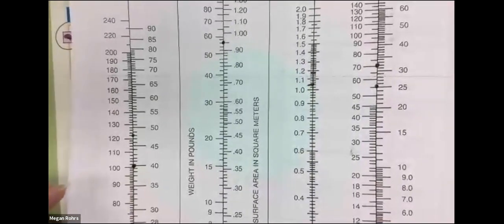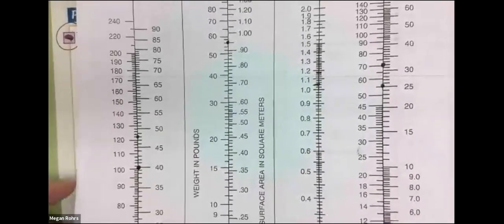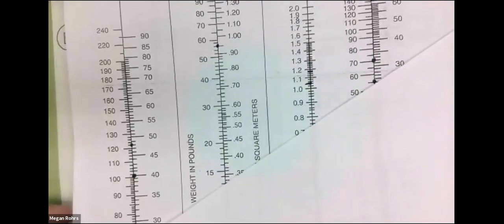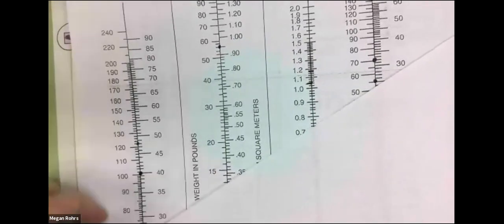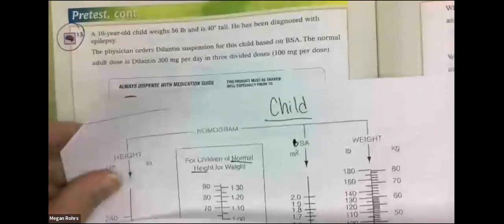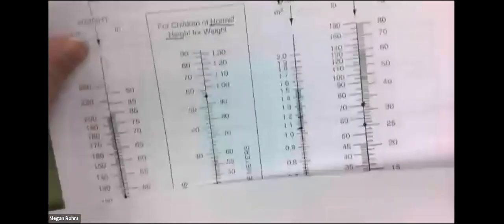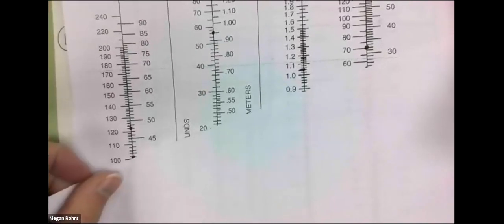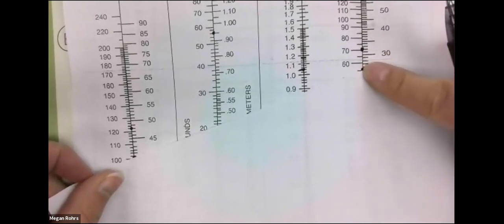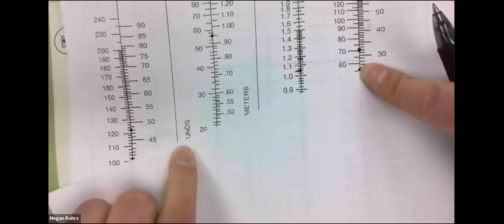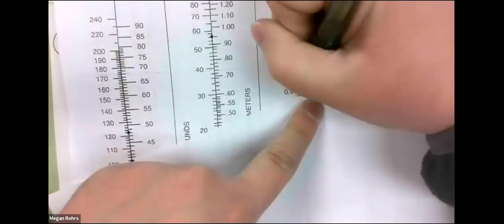Now we use our straight edge to line those up. So remember, 56 pounds, 40 inches tall. So 56 on this side, 40 inches here on this side. Make my mark here on my nomogram.